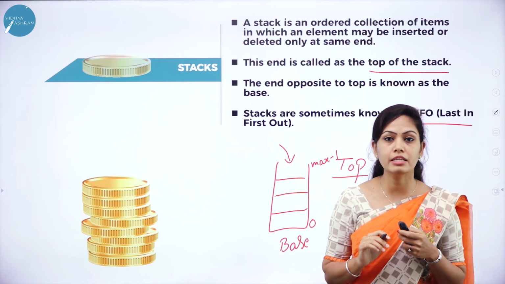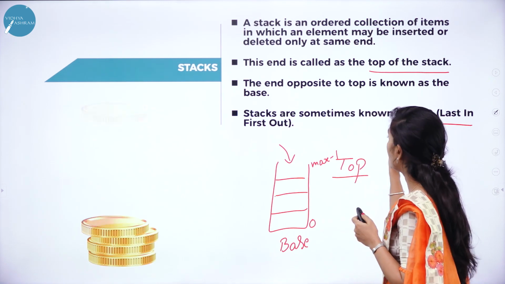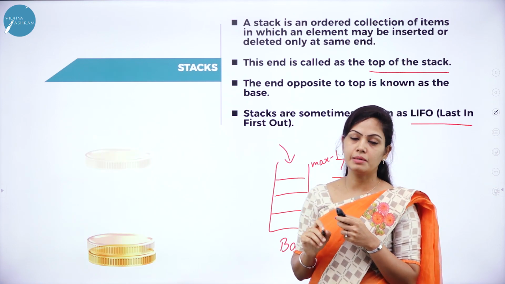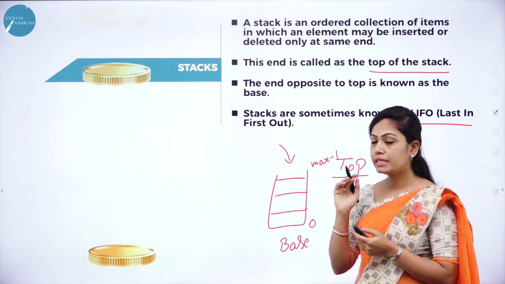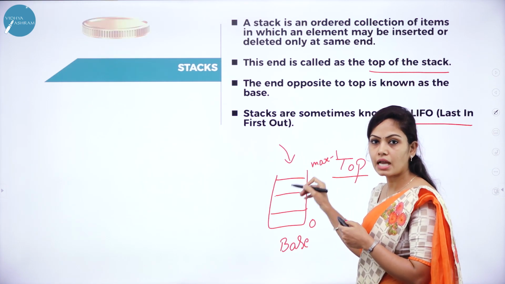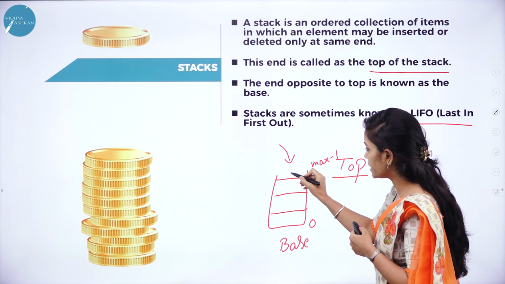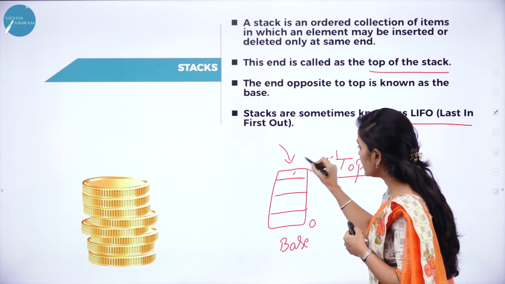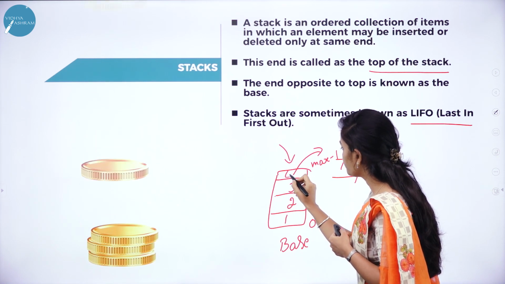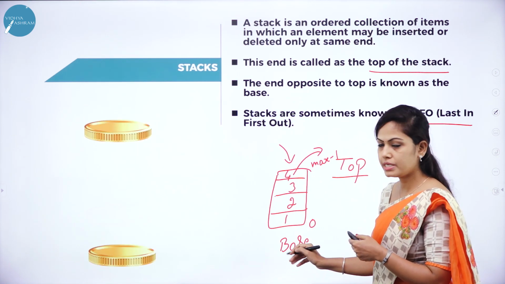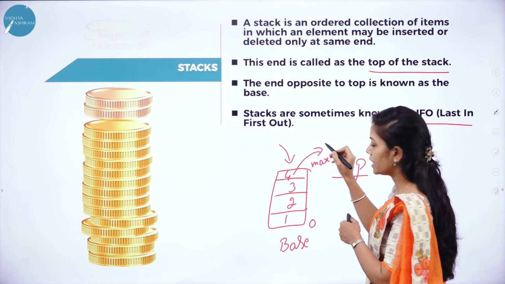So what do you mean by LIFO? Last in, first out mechanism. Why is it following the last in, first out mechanism? Because the element which is inserted last must be deleted first. Example, 1, 2, 3, 4. Here we have 4 elements. The element which is inserted last must be deleted first.